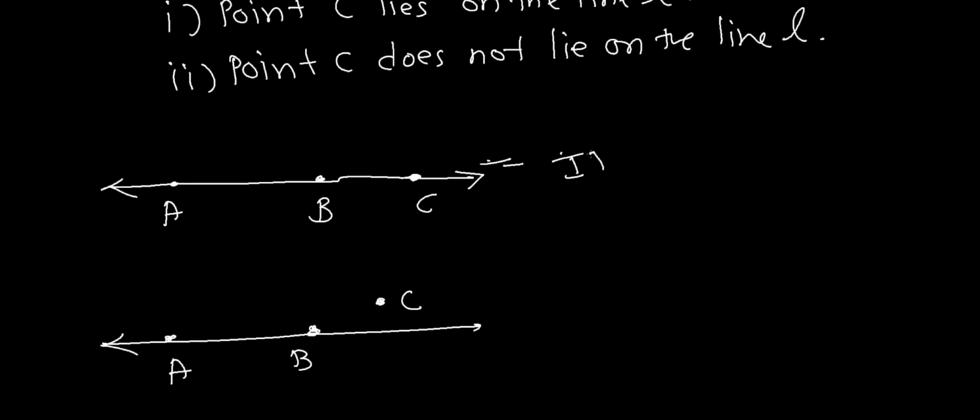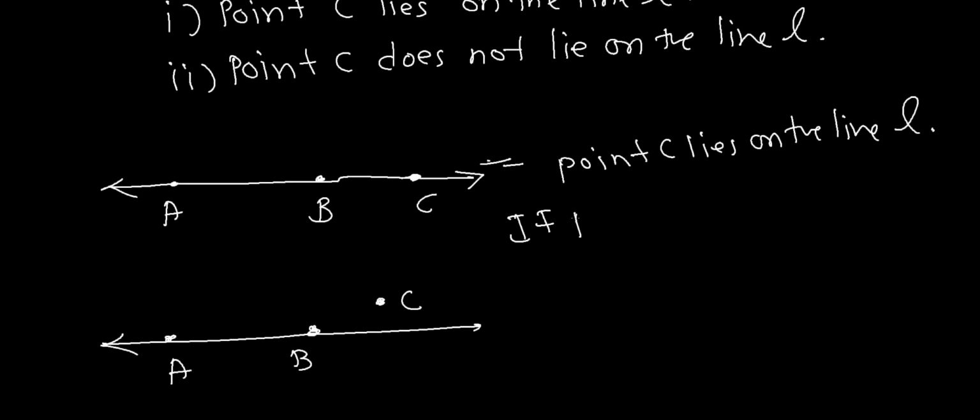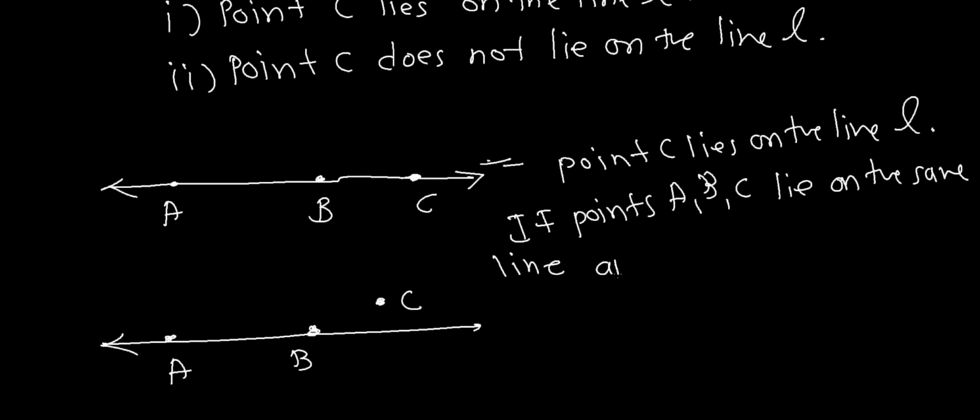So in the first case, point C lies on the line L, and points A, B and C lie on the same line and are said to be collinear.